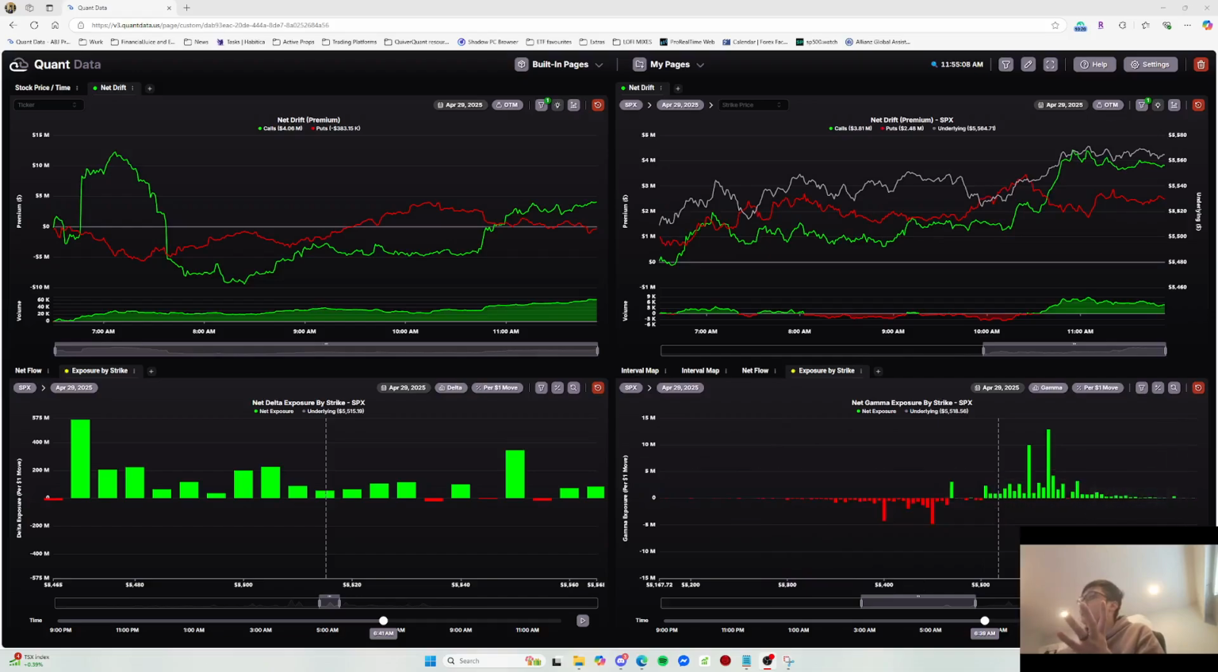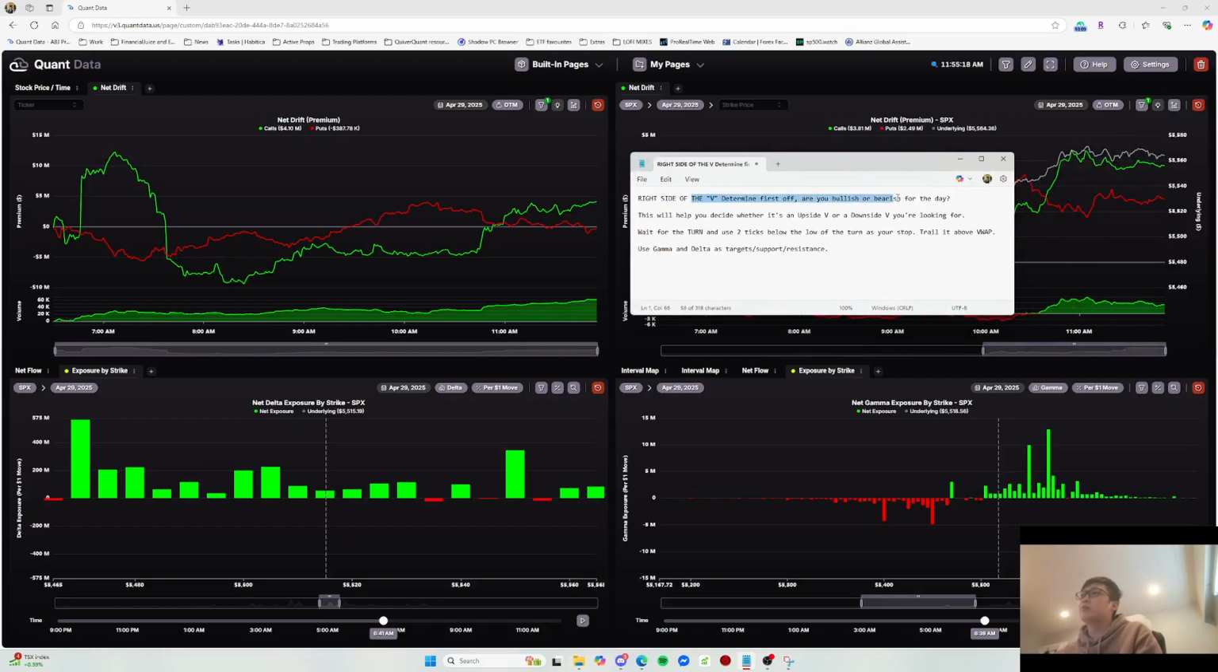There's a few things that I do in order to prepare myself for being on the right side of the V. Number one, I look at this in terms of, are we bullish or bearish for the day? Because a V can pivot upwards, and it can also pivot downwards. So there's two kinds: the upward momentum V and the downside momentum V. Are we bullish or bearish for the day? That's going to determine whether we're going to go long or short. So this will help you decide whether it's an upside V or a downside V that you're looking for. So you wait for the turn.